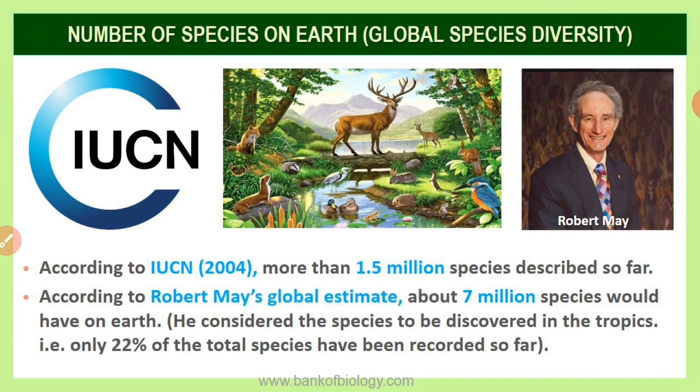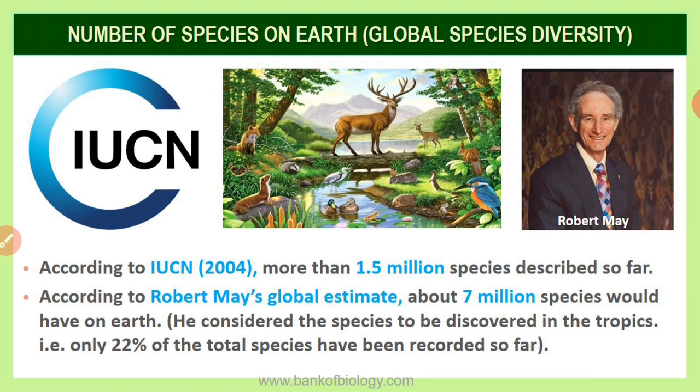It is about the magnitude of biodiversity. How many species are there on the earth? Here, the number of species on earth, that is, global species diversity, is estimated to range from a low of 3 million to a high of about 100 million species. If you go on counting, you can find it is as low as 3 million to as high as 100 million species.